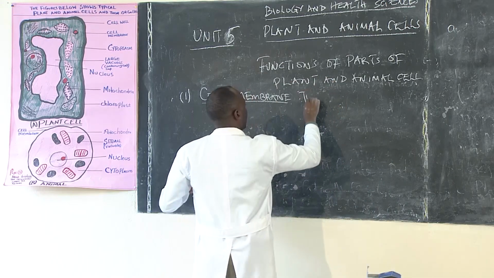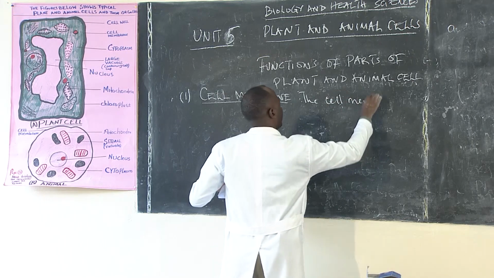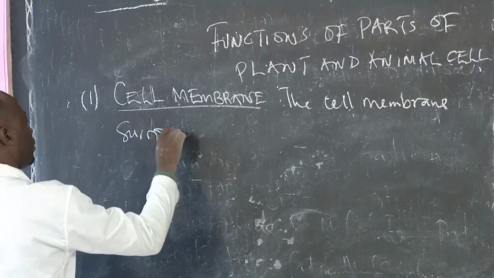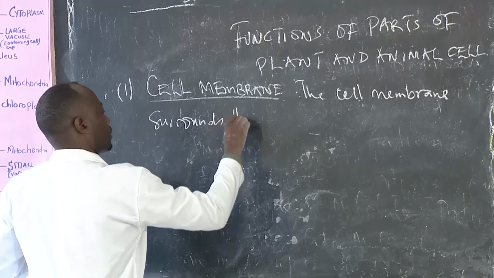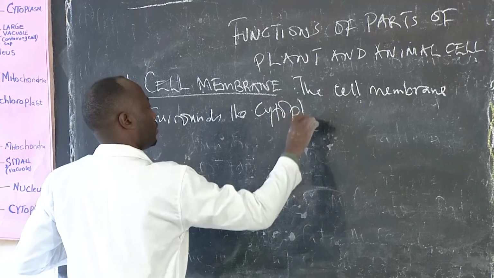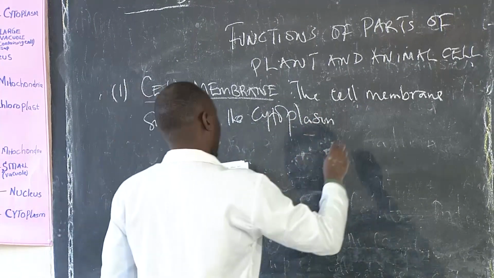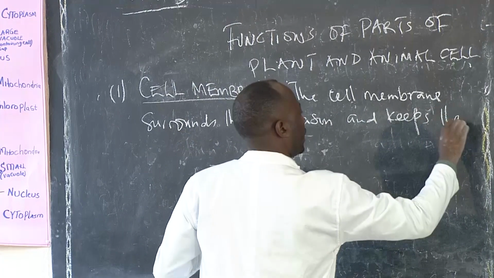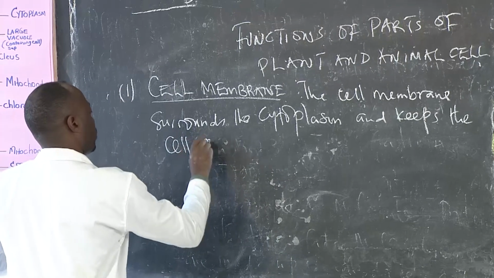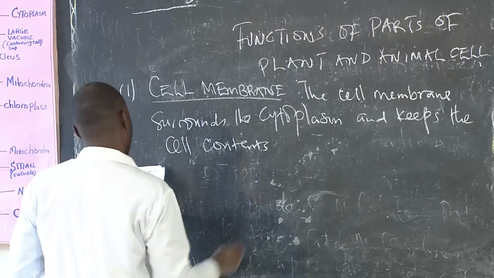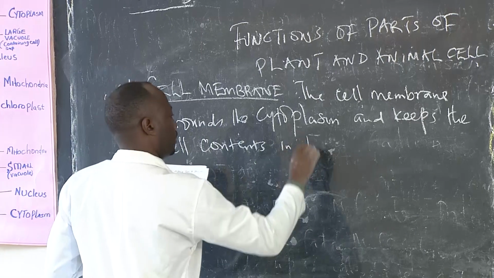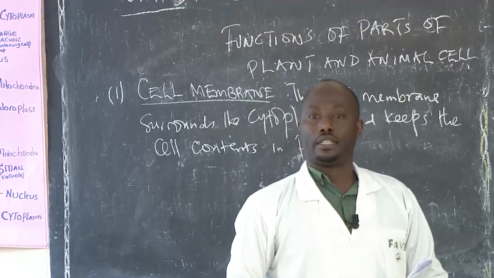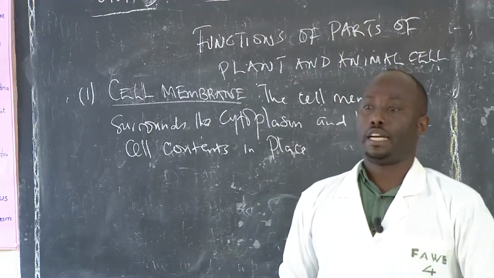You can say the cell membrane surrounds the cytoplasm and keeps the cell contents in place. Not only that, we can also say that the cell membrane is also referred to as selectively permeable.